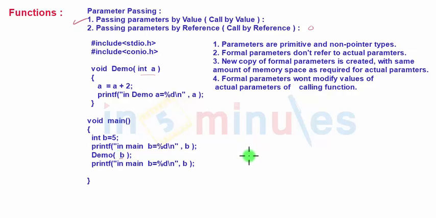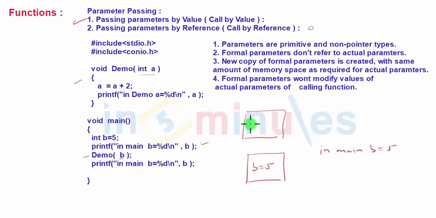As the main function starts, here we have defined a variable b with value 5. Then the first printf works, outputs in main b equal to 5. Then the program calls function demo. The program comes to function demo. The value of b is passed to a. So the value of the actual parameter is passed to variable a.